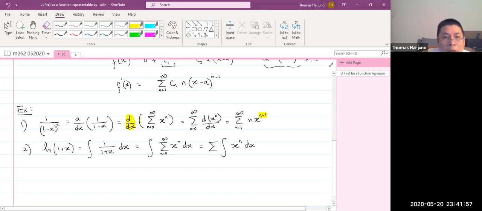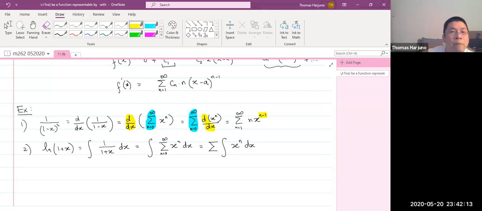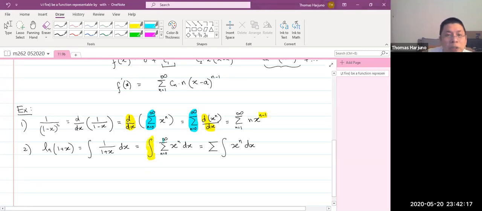The derivative of summation, I should use a different color. The derivative of the summation equals the summation of the derivative. You see how it changed? Okay. The integral of the summation equals the summation of the integral. Okay, you see that?